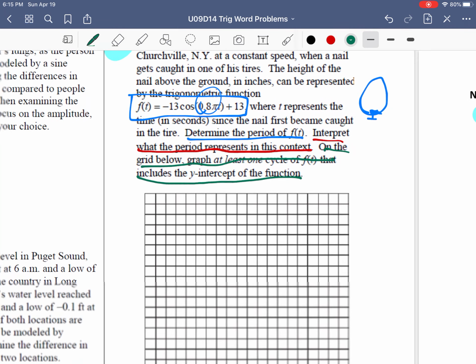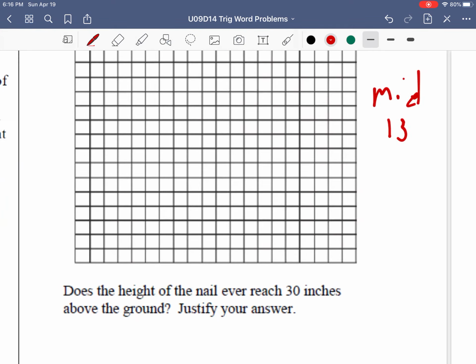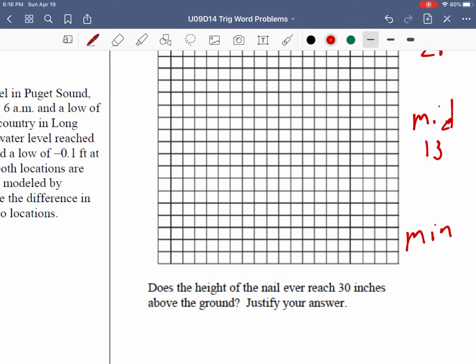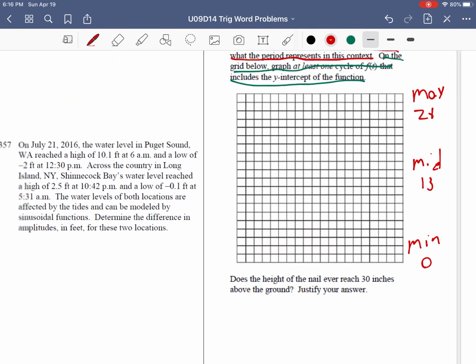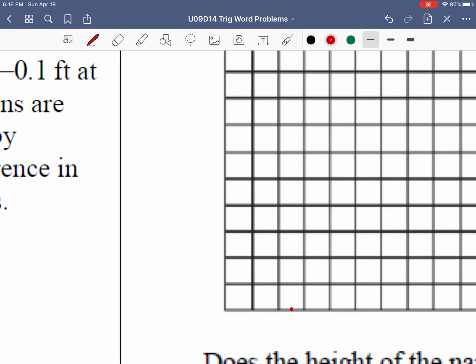All right, so firstly, we can see we have a cosine curve, and we have a midline of 13. So firstly, the midline is 13. The amplitude is negative 13. That means the maximum will be 26, so we'll be going up 13. And the minimum is going to be 0. So notice that this graph has a negative amplitude value, so that means it's going to start at its minimum value, which should be 0 in this case.